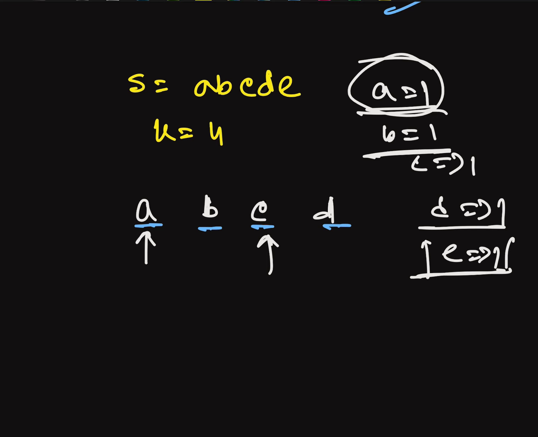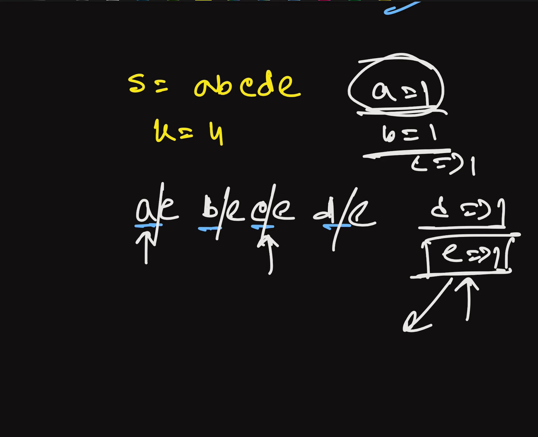Now we still have one odd frequency character. Can we generate 4 palindrome strings? No, because there is no empty string possible after D. If I want to place E, I will add E here or here or here or here. So none of these strings will be a palindrome. That's why I have to return false here. If there is no empty string left for an odd character that you have not placed, then I have to return false. This is clear.